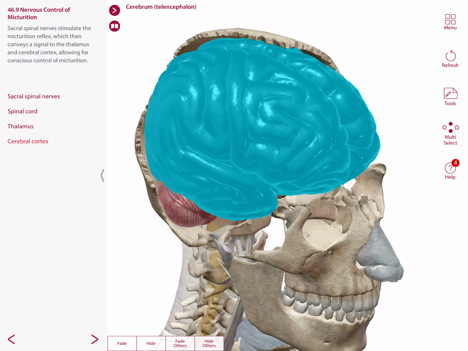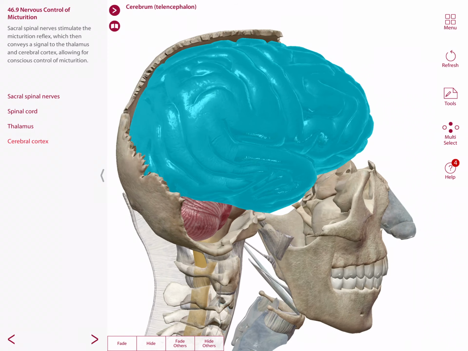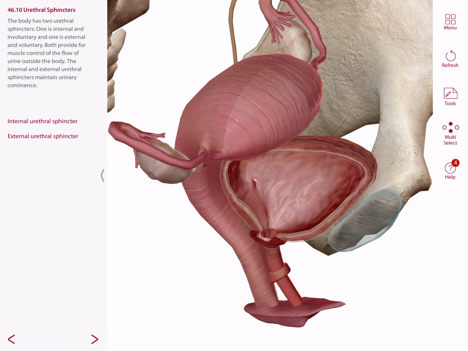thalamus, cerebral cortex. So these sacral spinal nerves are the sensory, and they're going to stimulate that micturition reflex, which is then going to tell the thalamus, the coordination center, as well as the cerebral cortex, that it's time to go to the bathroom, time for urination to take place, and so then that's when the external sphincter takes over.